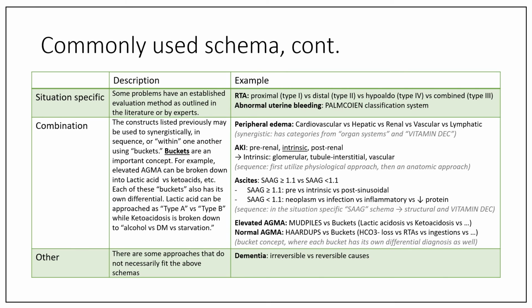The last category I have listed here is other. Of course, there are some approaches that just don't fit into any of the above categories, and this is okay. The example I have listed here is dementia, where we can look at irreversible and reversible causes.